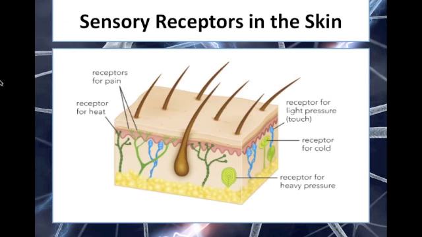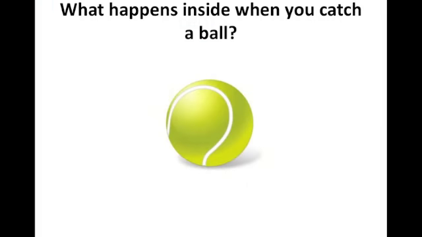This diagram looks in a little bit more detail at the kind of receptors which are found in the skin. All of these are generally touch receptors, but touch can be broken down into different kinds of receptors such as pain, heat, and pressure. Okay, let's think of an example. What happens inside you, particularly the nervous system, when you catch a ball?